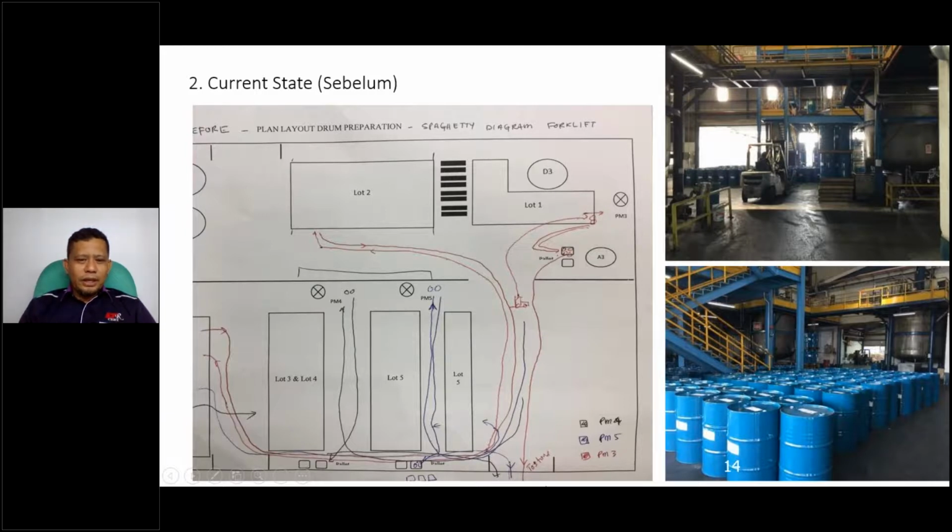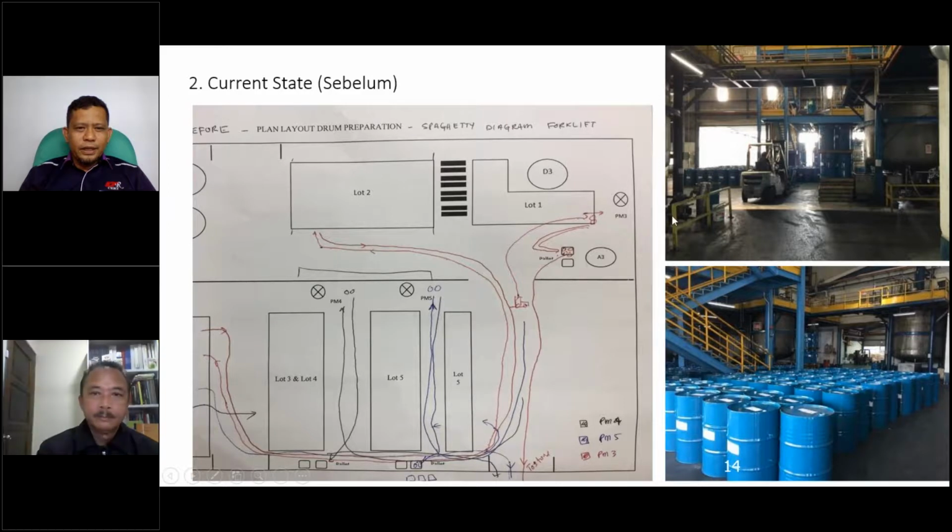They have one pump in PM3. This PM3 is pump 3, in which they pump out the product into the drums and put them on pallets. After putting on a pallet, they have to send it to the finished good warehouse, which is outside.